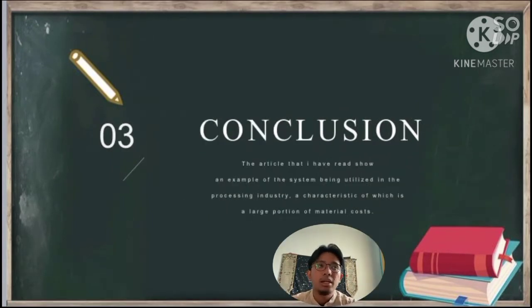So last but not least, the conclusion. In a nutshell, the article that I have read showed an example of the system being utilized in the processing industry, a characteristic of which is a large portion of material cost. It also showed that despite limited impact in the field of overhead cost allocation, the benefits in the areas of process and activity analysis made it prove a success.